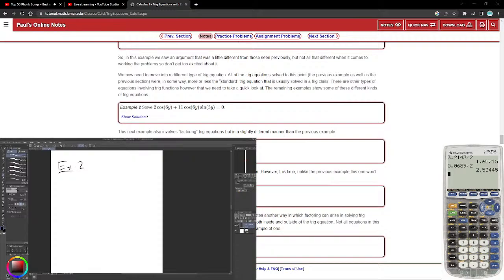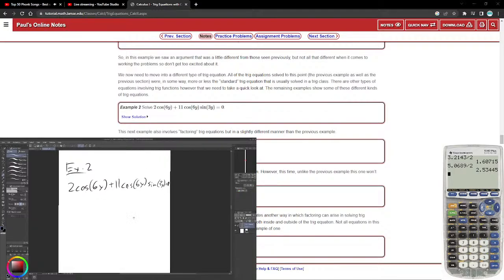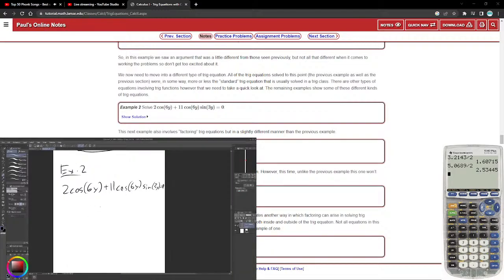We'll see. So 2 cos 6y plus 11 cos 6y sine 3y equals 0. Okay. Anything else? No, that's all. So everything's already sine and cos.